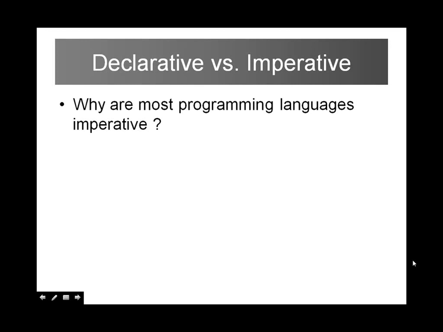So why are most programming languages imperative? If you think about this, you might come up with several solutions, but one of the key reasons for this is the fact that the hardware, the microprocessor, is itself imperative. So therefore, it's very natural to have higher level languages to also be imperative.